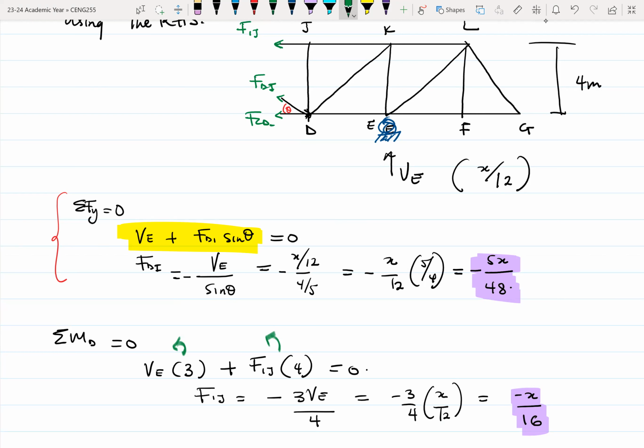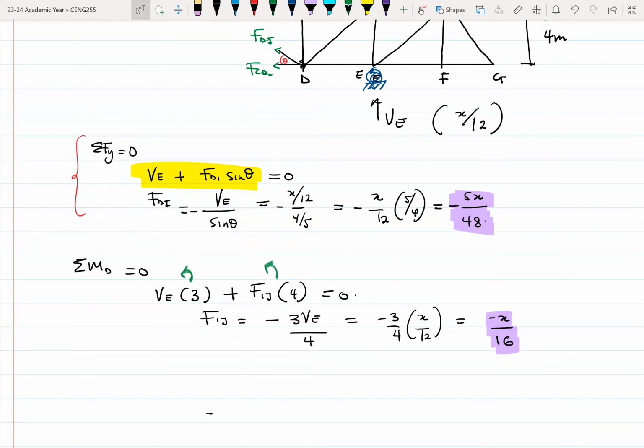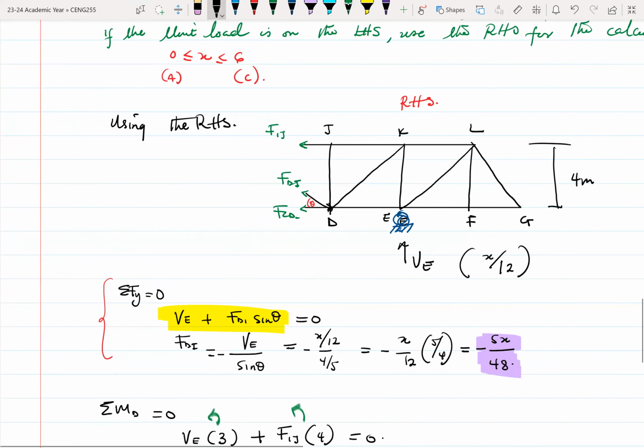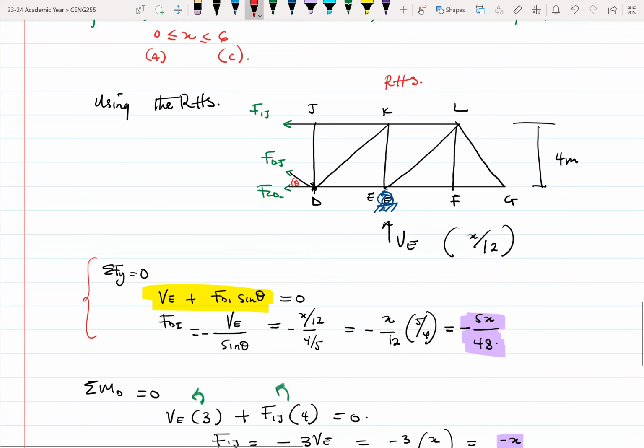So it becomes minus 3 VE over 4 being equal to minus x over 16, since VE is x over 12. All right. So now we know our FIG, we know our FDI, we need to find FCD. Okay. So to find FCD, we have 2 options.